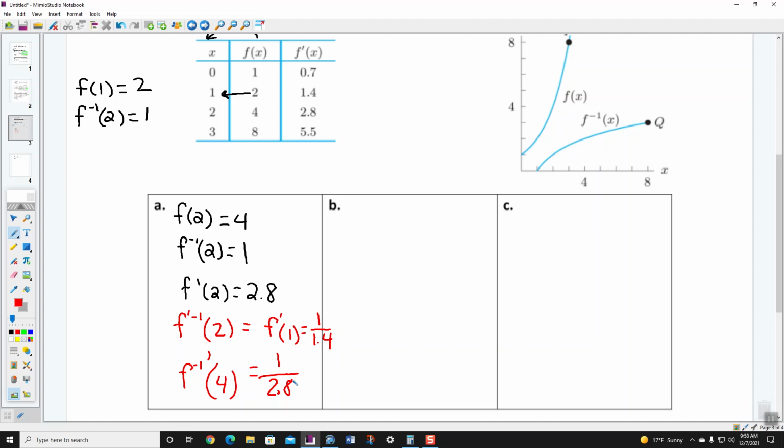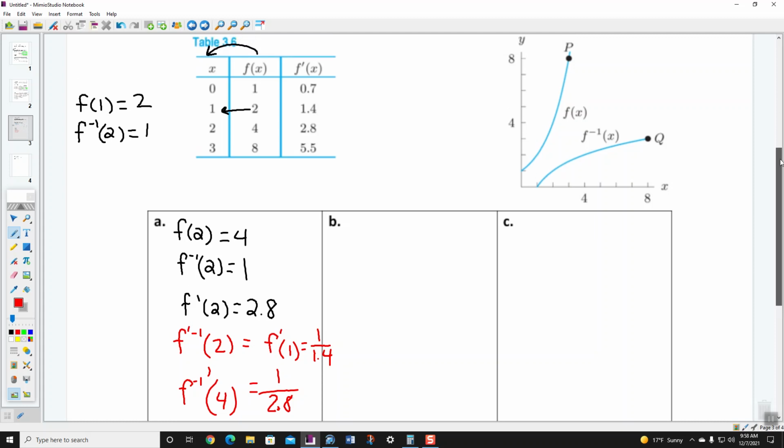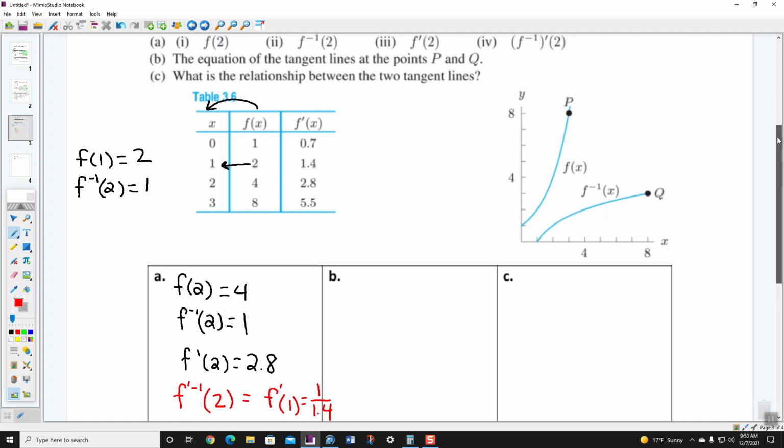Now, is there a part B to this question, kids? Yeah. What's part B asking us? The equation of the tangent lines at the points P and Q. Let's do point P first. The equation of the tangent line at point P.